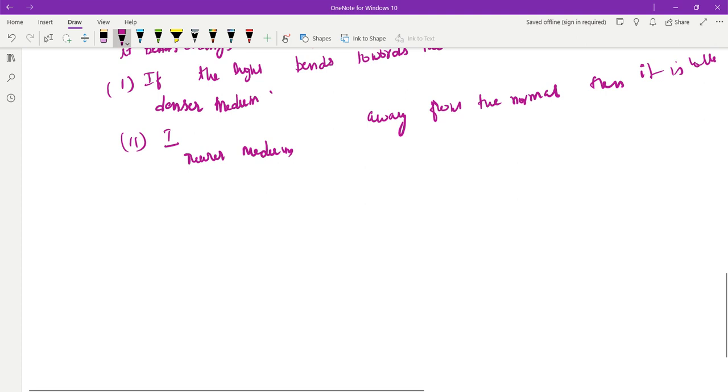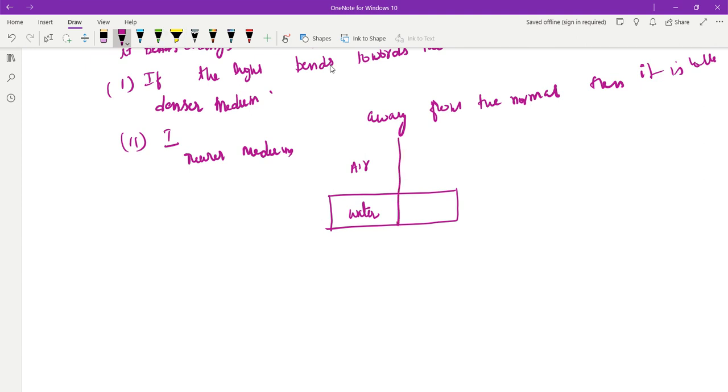So to put into visualization, suppose you consider two mediums. This is the air medium and this is the water medium, and this is a normal. Let me take a simple case: light is traveling from the rarer medium to the denser medium. So how do we decide which is denser and which is rarer? Now whenever this light travels, from here it bends towards the normal.